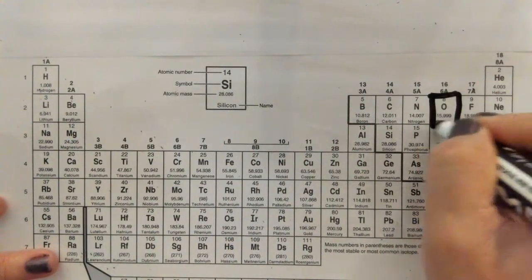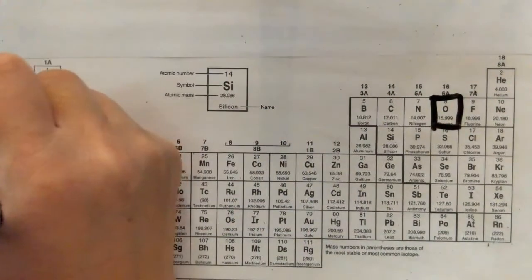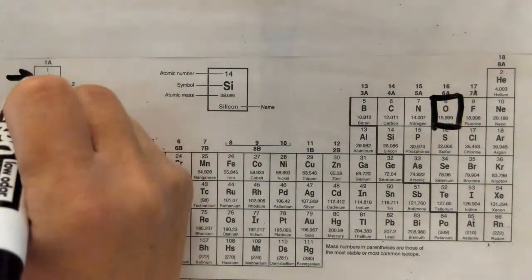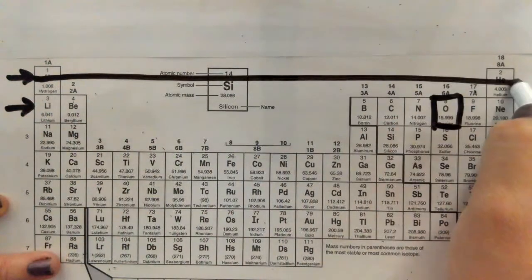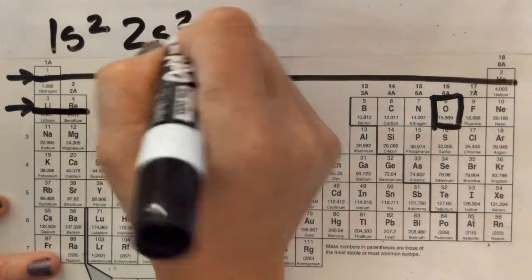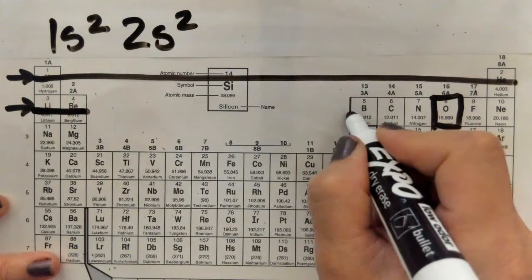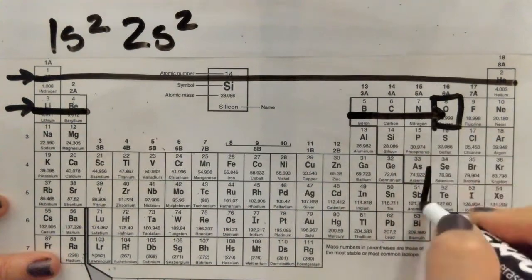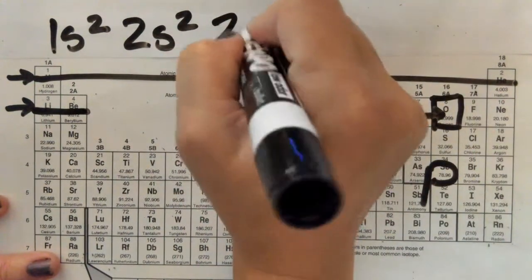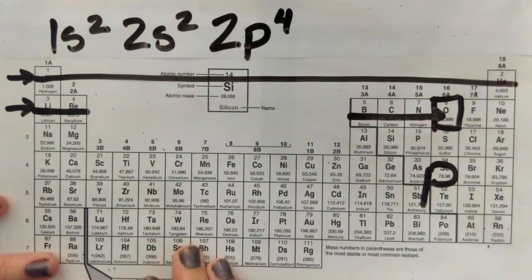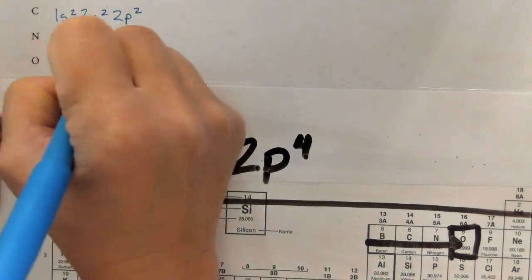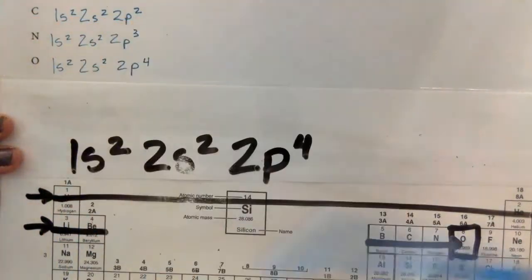Okay, what about oxygen? Here's oxygen. It's on row number 2. So first I'm going to go through row number 1, and then I'm going to go across row 2. So row number 1 is 1s2. 2s2 is right here, and now it's row 2, P block, 1, 2, 3, 4 blocks in. So 2p4 is going to be oxygen. So oxygen is 1s2, 2s2, 2p4.